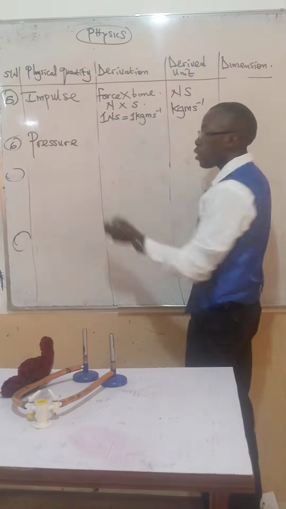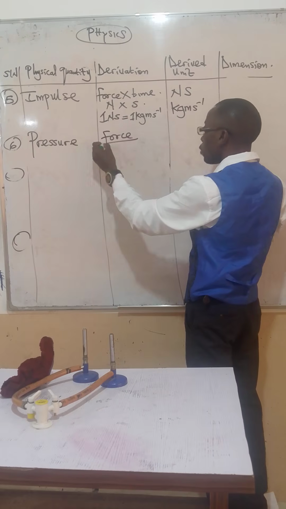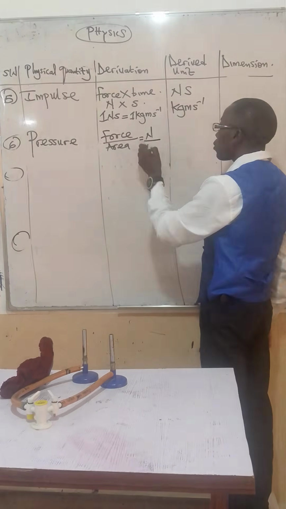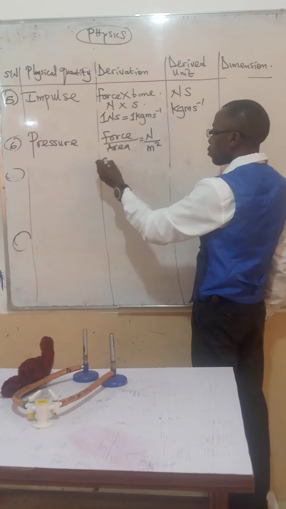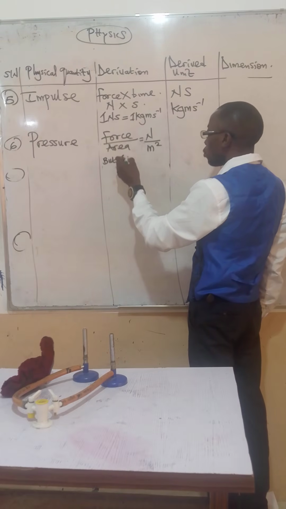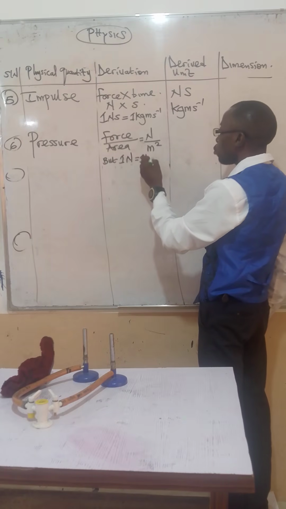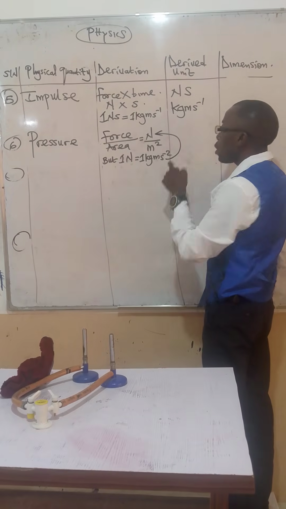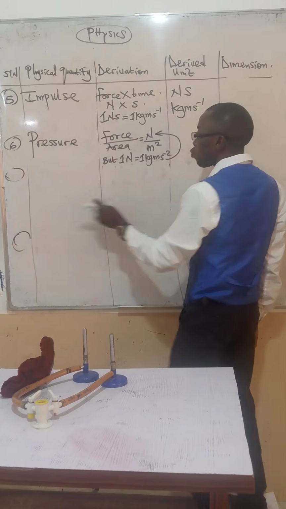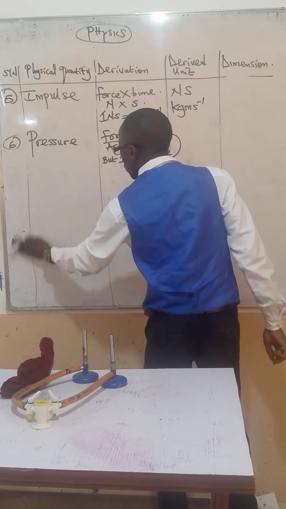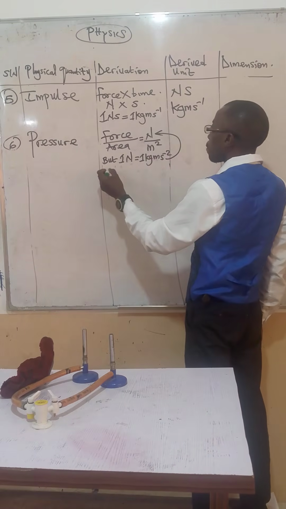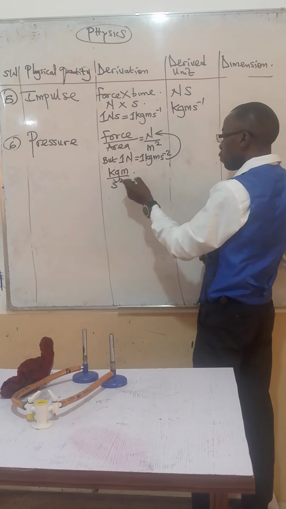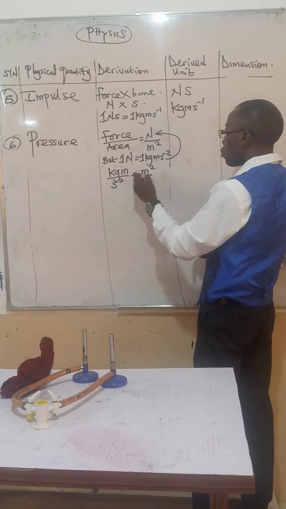And what is pressure? You have your force divided by area. Force is in Newton, area is in meter squared. But 1 Newton is what? 1 kilogram meters per second squared. So anywhere we see Newton here, I replace that with kilogram meter per second squared. So that gives kilogram meters over second squared for the Newton divided by meter squared over 1.